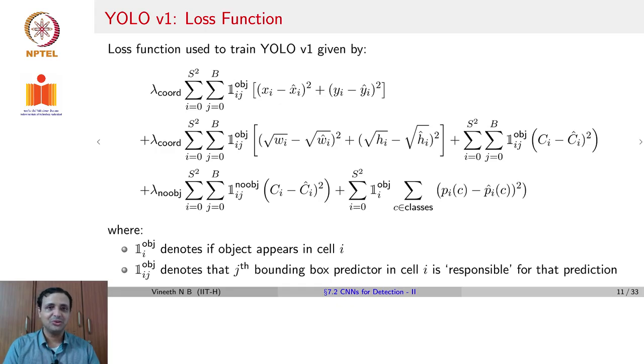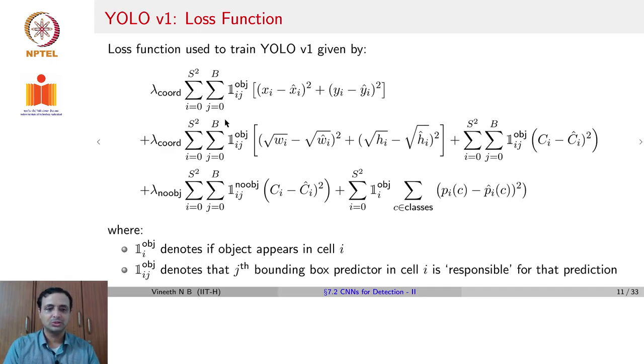What loss function do you use to train YOLO? The loss function effectively combines the several components that you need to ensure that each of these quantities that is being predicted is close to the ground truth. So you see here there are multiple terms.